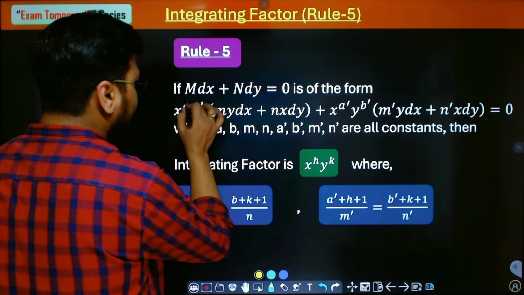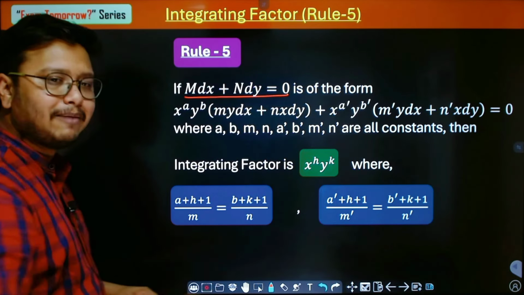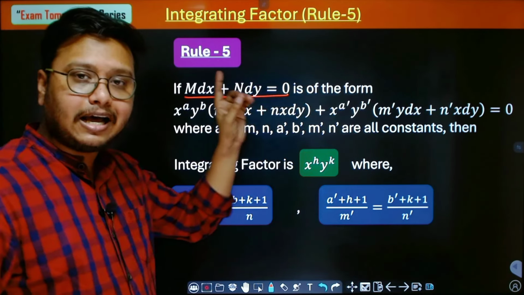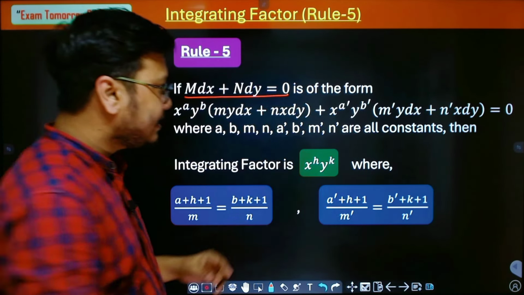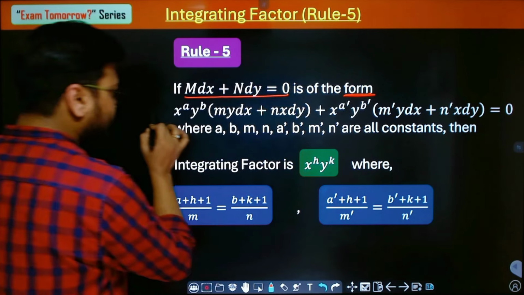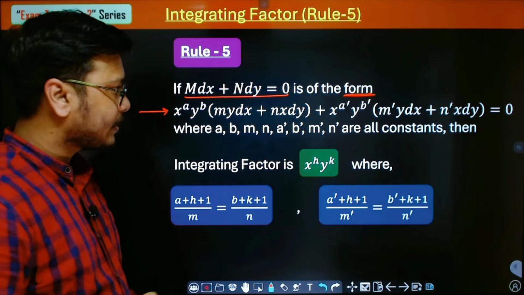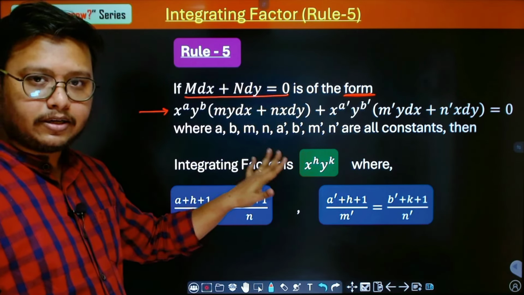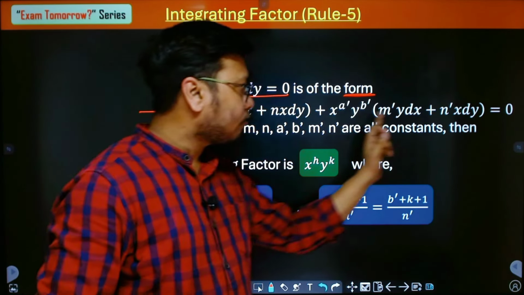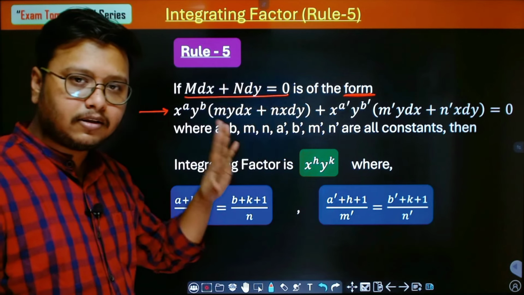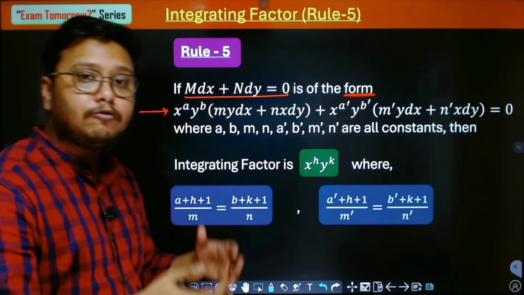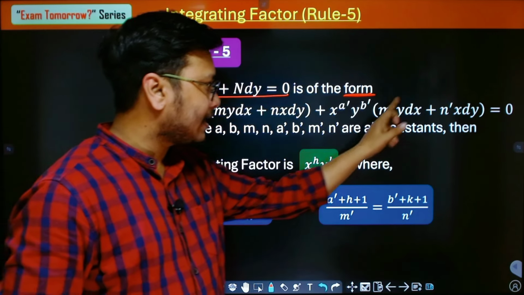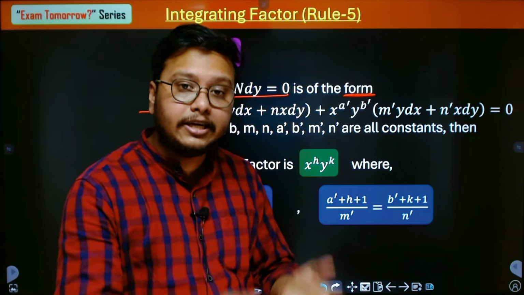First of all, we have the differential equation in our form, which is M dx plus N dy equals 0. Now, if we can arrange this differential equation in the form which looks something like this, I'll go into the explanation a little bit later. If we can do it, now a lot of unknown terms are involved over here. What are the unknown things we need to find out? A, B, M, N, A dash, B dash, M dash, N dash. These are the terms we need to find out.